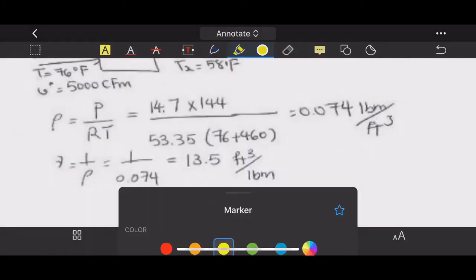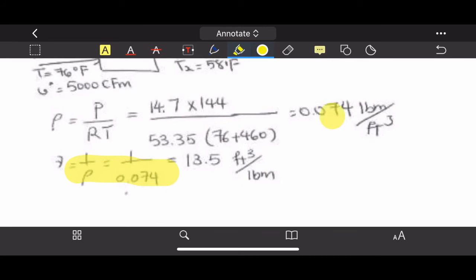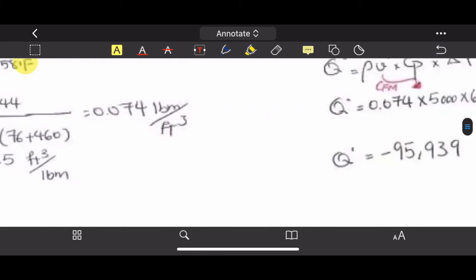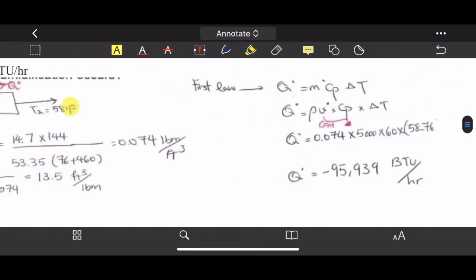So at some point, maybe you need to do a reciprocal ratio like this. One over whatever you have here, and you get 13.5 cubic feet per pound. M stands for mass. But since we're not going to use that, we're just going to take this 0.074 pound per cubic foot, and bring it over to the next section to find how much Q is removed.